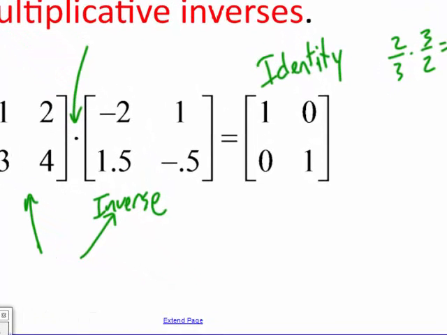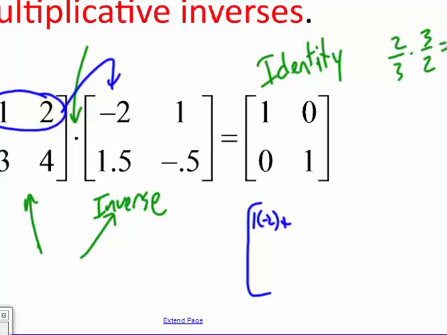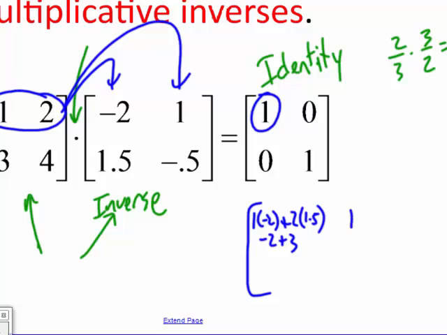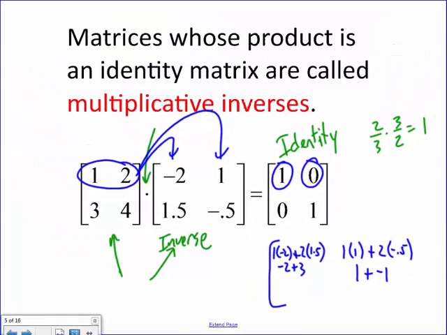If I just do the first one, remember I'd take this first row and match it up with this first column. So for this first spot up here, I would take 1 times -2, and I'd add that to 2 times 1.5. Well, what do I get? I get -2 plus 3, which is 1. So it works out. Then if I did it to the next column, I'd get 1 times 1 plus 2 times -0.5. So I get 1 plus -1, which is 0. So it's going to work out if I went through the whole thing or if I use my calculator to check it. But just know, if I take a matrix times its inverse, I should get the identity matrix.